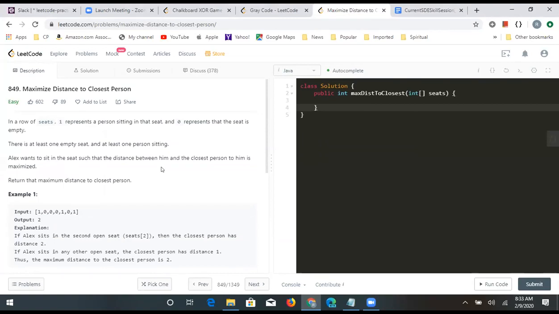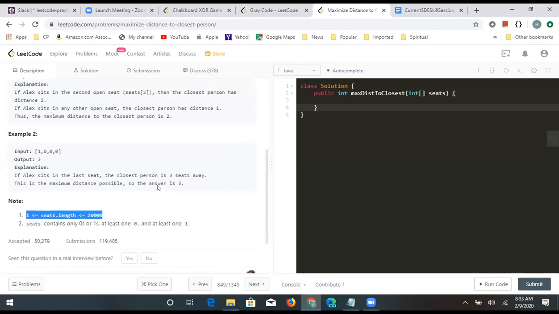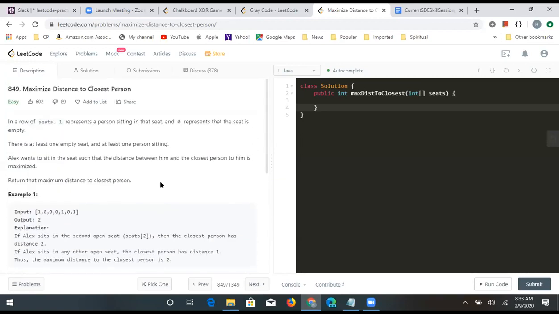So how would you do that? And you can check the boundary conditions that seat length is maximum 20,000. That's it. So anybody has any question on the problem, first of all?